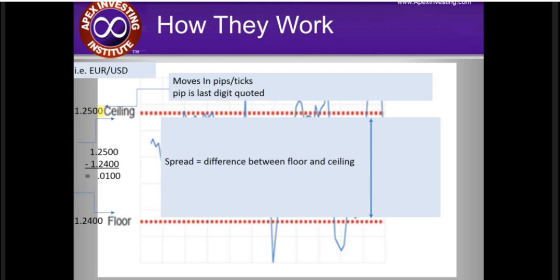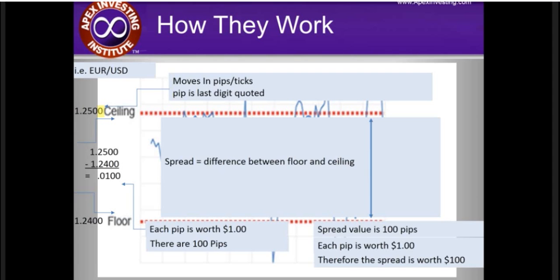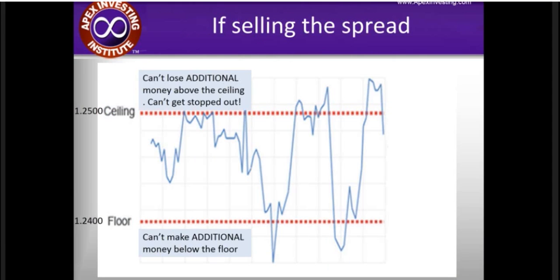It doesn't matter what it is, even if it's natural gas or S&P E-minis or whatever, it's always going to tick in a 1 or a 0.1 or a 0.01. All you have to do is look at the quote, and that last number is going to be the pip. So if every pip is worth $1, there's 100 pips of value in this spread, maximum potential value. So 100 pips, a dollar a pip, the spread's worth $100.